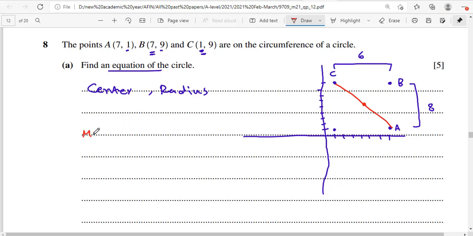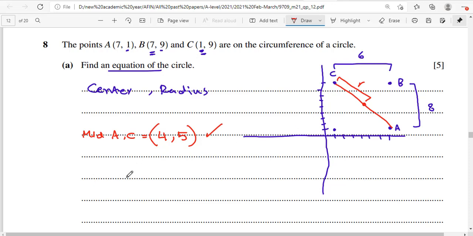Now I'm going to find the midpoint of A and C. It is, add them, divide by 2. 7 plus 1, 8, divide 2, 4. 1 plus 9, 10, divide 2, 5. Then I got the center. Now I need the radius. If this point is the center and this point is on the circumference, then this distance is going to be the radius, or this distance, A to the midpoint, or B to the midpoint.